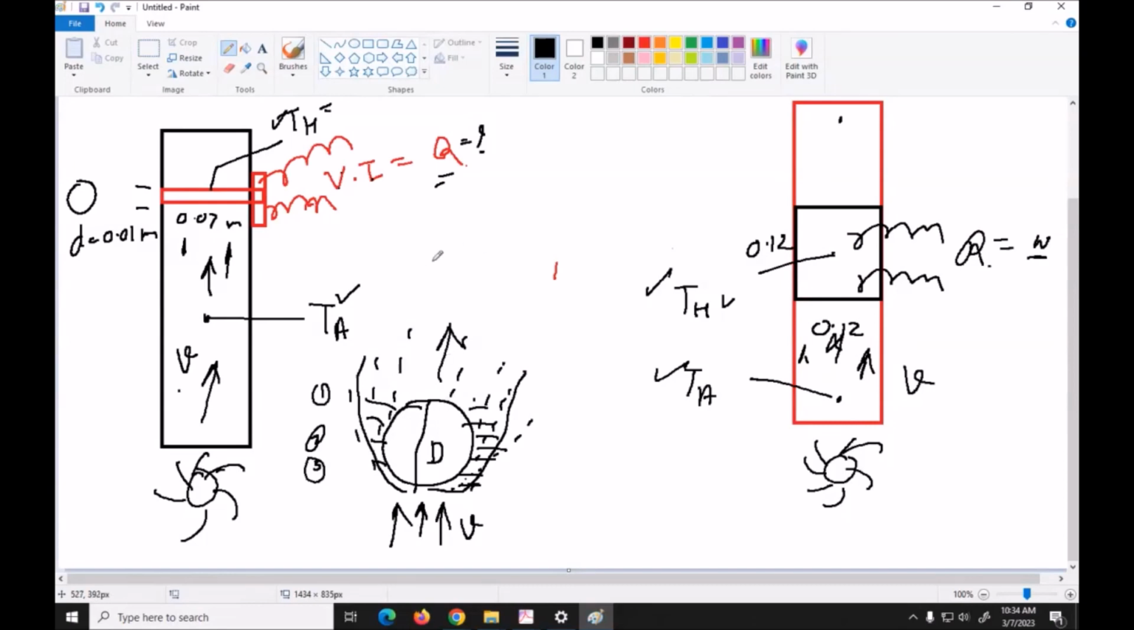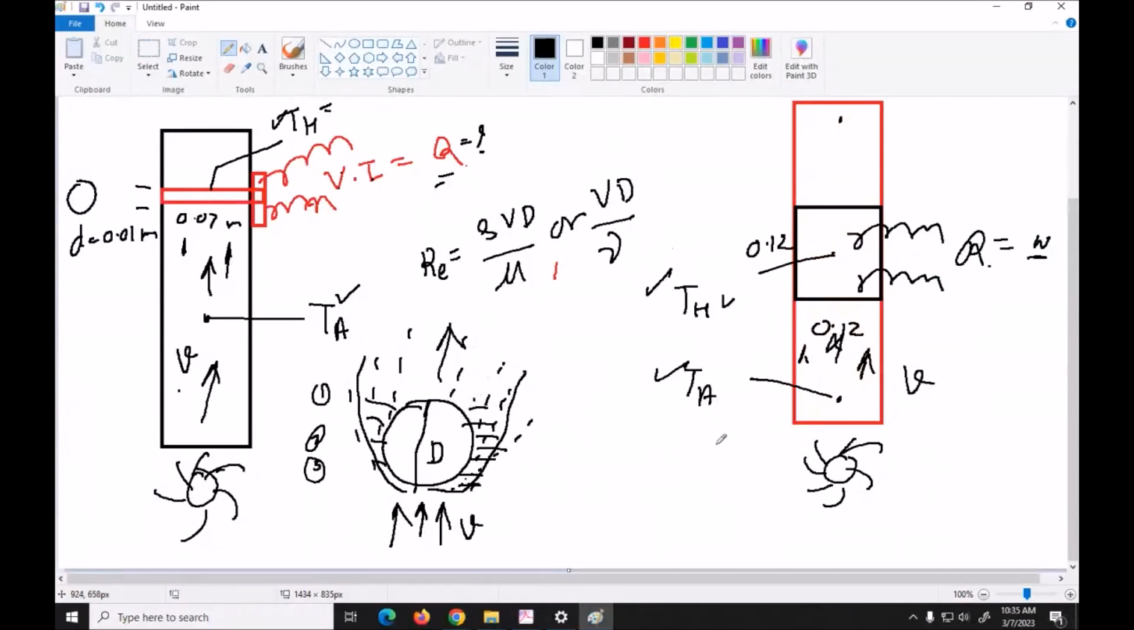Since velocity is concerned, we need to find the Reynolds number, and the Reynolds number is rho v d by mu. Depending on whether mu and rho are given or nu is given, it is v d by nu. Here d is the effective heat transferring length, so we need to take d.